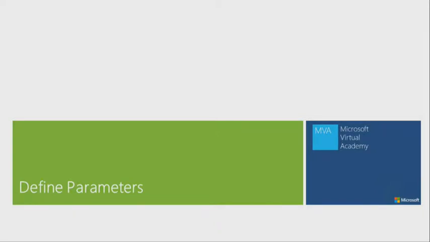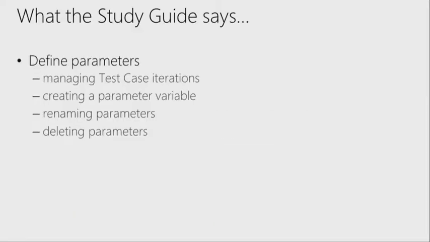So in our first topic, around defining parameters, what does the study guide say about this? Well, we want to be able to manage test case iterations. We want to look at creating a parameter variable, how we can rename those parameters, and also how we can delete them.